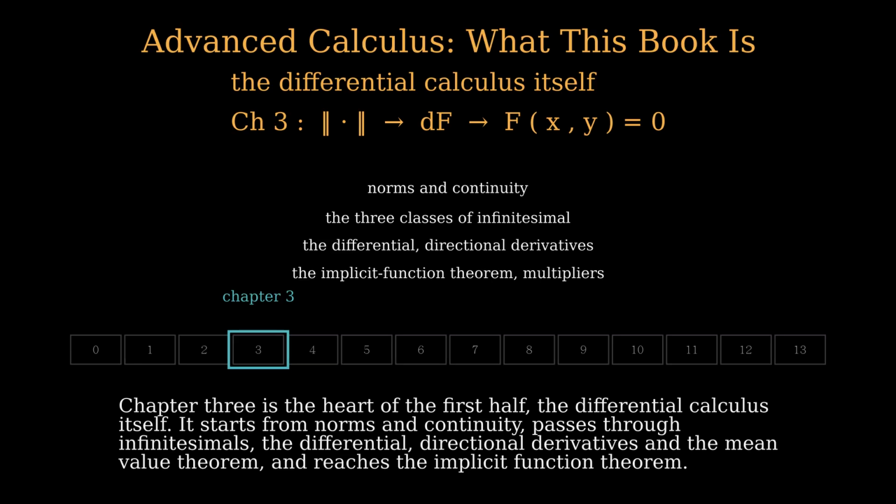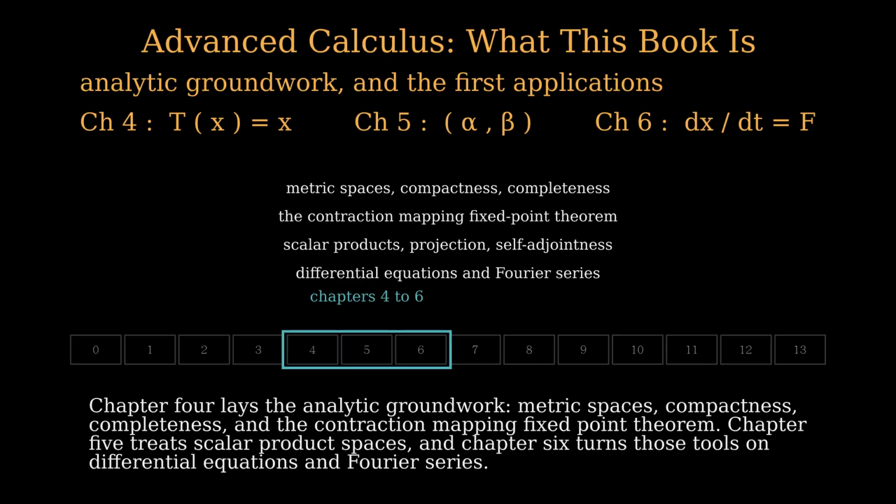Chapter 3 is the heart of the first half, the differential calculus itself. It starts from norms and continuity, passes through infinitesimals, the differential, directional derivatives, and the mean value theorem, and reaches the implicit function theorem. Chapter 4 lays the analytic groundwork, metric spaces, compactness, completeness, and the contraction mapping fixed-point theorem.